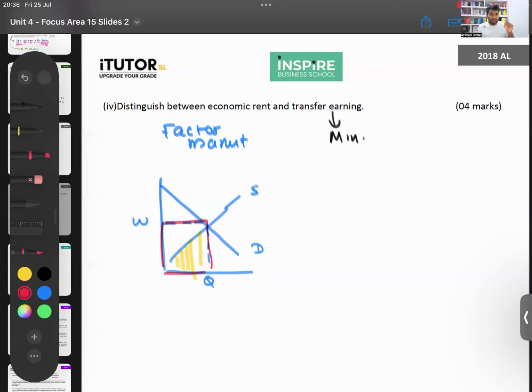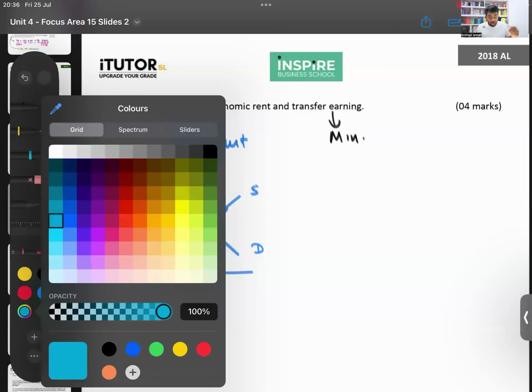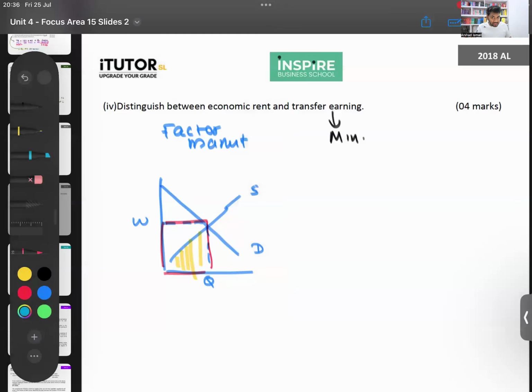So your wage into the quantity of labor, number of hours. What you earn above your transfer earnings is what we call economic rent. So in this example, this blue shaded area is what you call economic rent. So this is the earnings above your transfer. Whatever you earn more than that minimum expectation, that is what you call your economic rent.